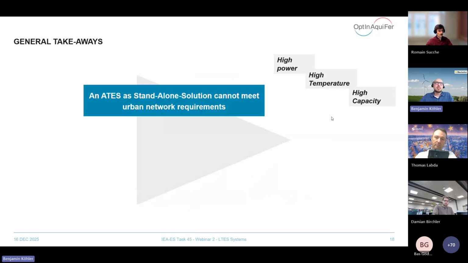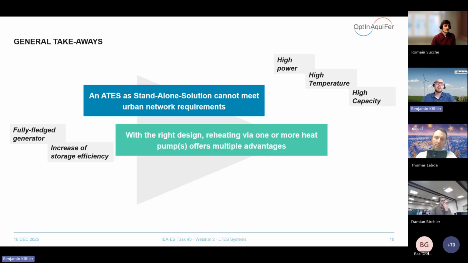And finally, some key or general takeaways also from the other assessments we did in the project. We think that ATES as a standalone solution cannot meet the urban network requirements, because the supply temperatures in wintertime are way above 100 degrees C, and we have a maximum temperature of about 90 to 95 degrees C in the underground. So the district heating systems have high power, high temperature requirements and need high capacities in the storage.